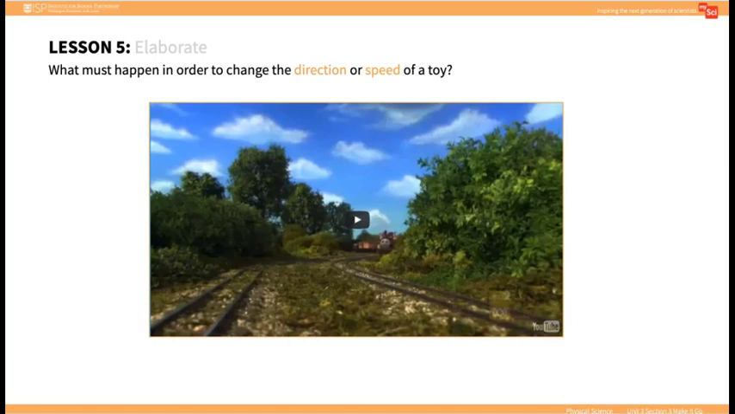Demonstrate for students a collision of two toys and have students describe the motion of each one. Next, pass out the ping pong balls and marbles from Lesson 3. Ask students, what happens when these balls collide like the trains did? Give students a chance to carry out this investigation and find out what they observe.